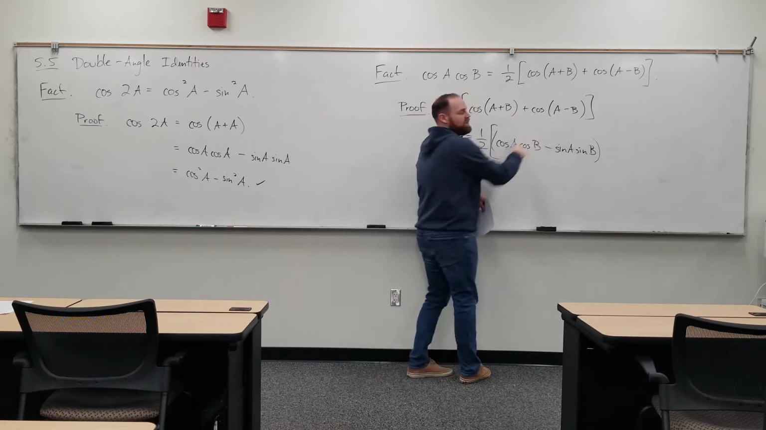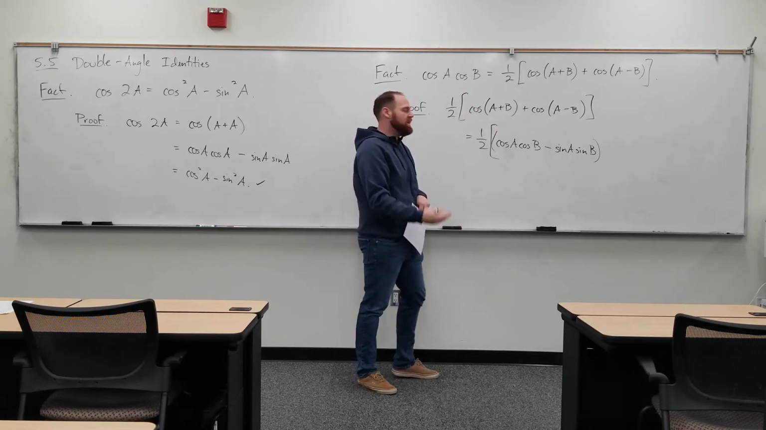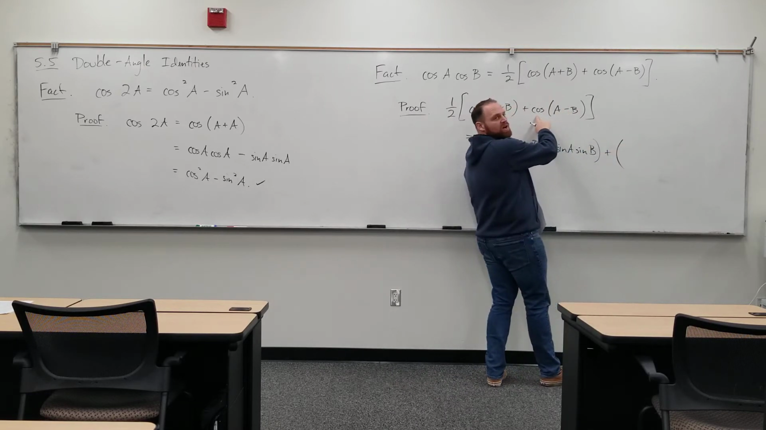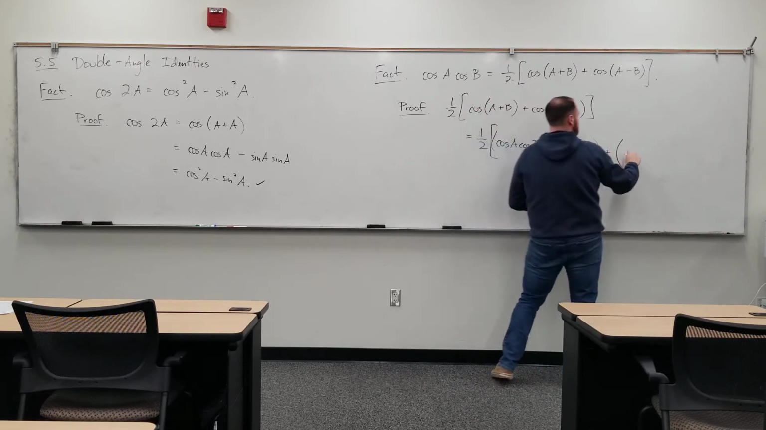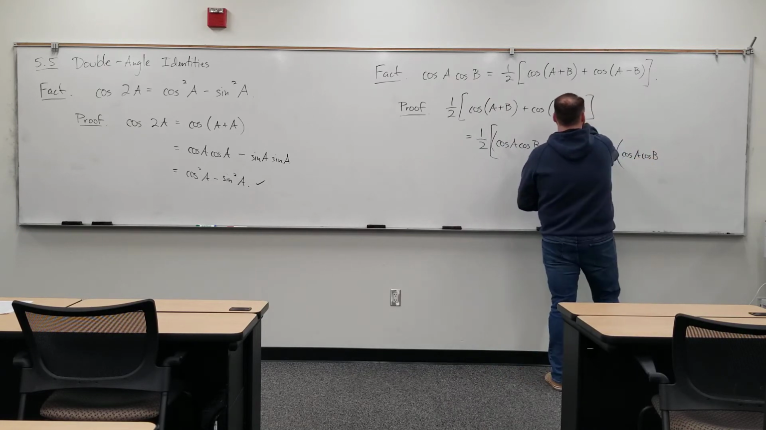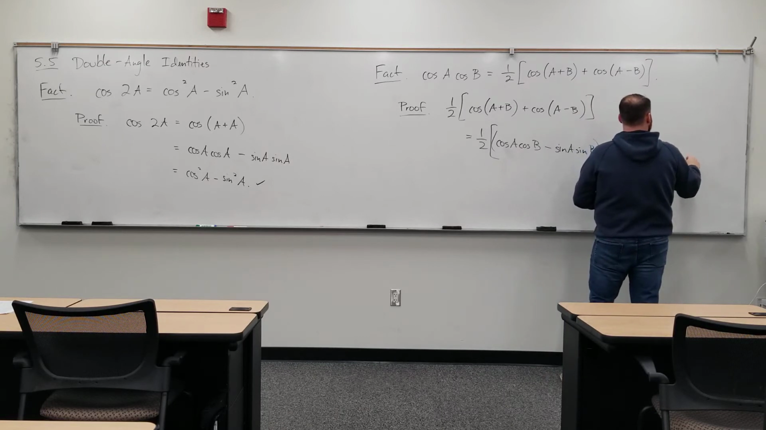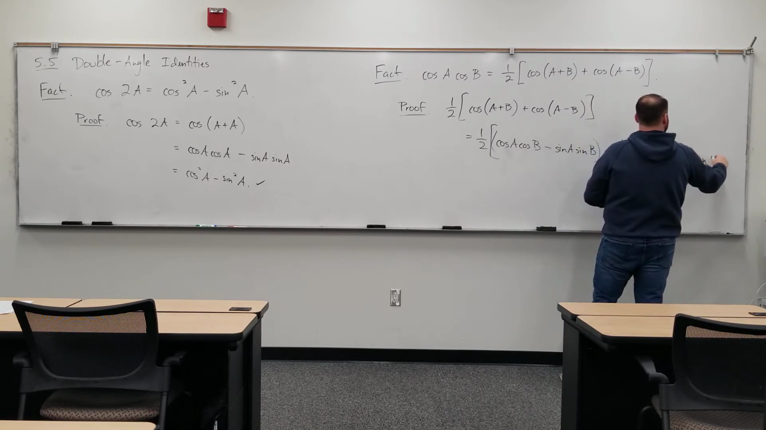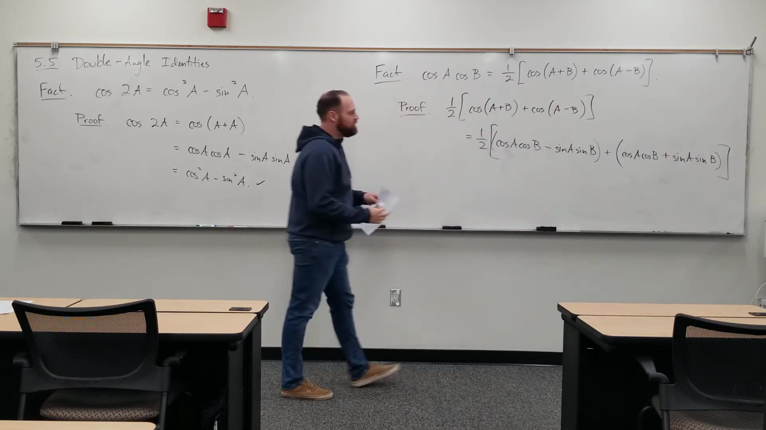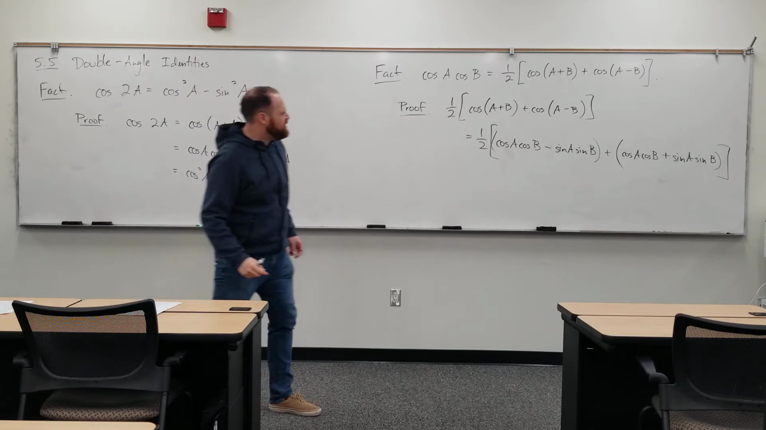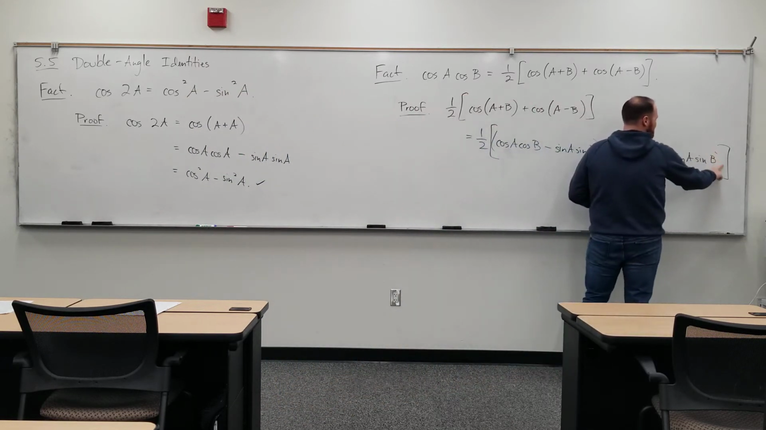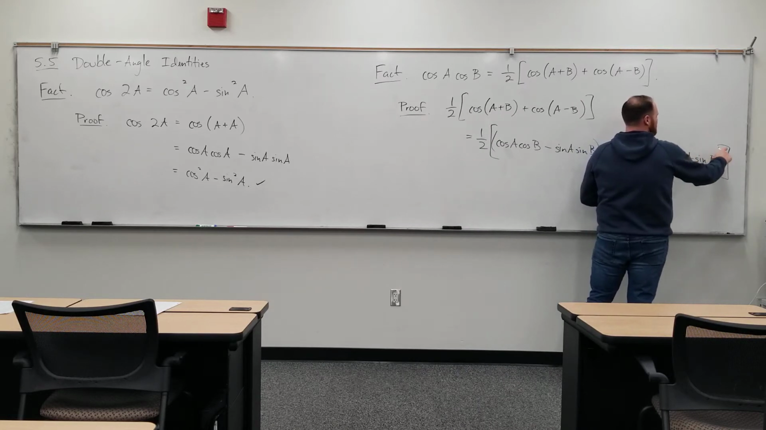Okay, the second one I can do the same thing. I can apply a difference identity. So I can say this is plus, the second one's going to be cosine A cosine B plus sine A sine B. My parentheses are all lopsided and stuff. I guess I could make this one the same size as the one on the left.